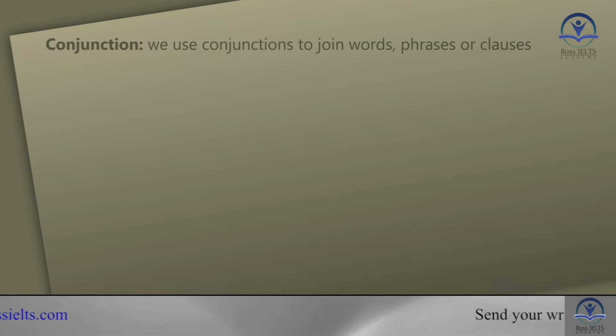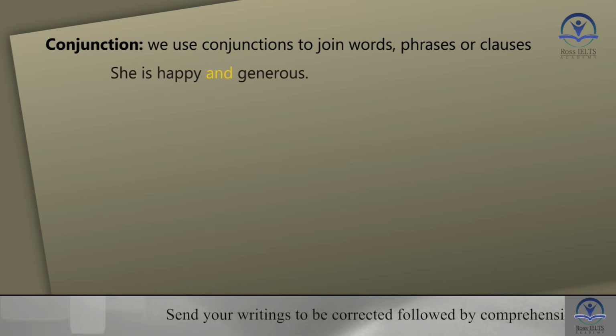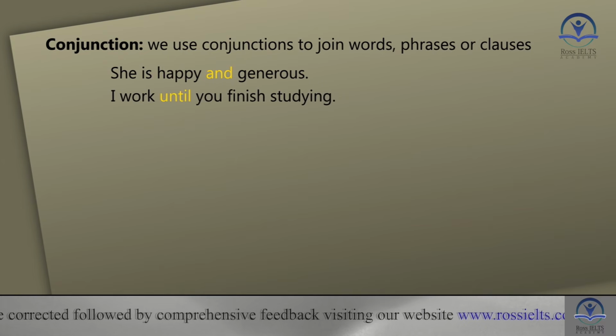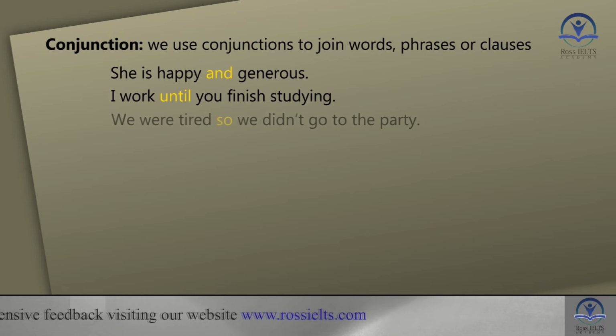And the next one, conjunctions. We use conjunctions to join words, phrases, or clauses. For example, she is happy and generous. And is my conjunction here. Or, I work until you finish studying. Until. We were tired, so we didn't go to the party. So is another conjunction.